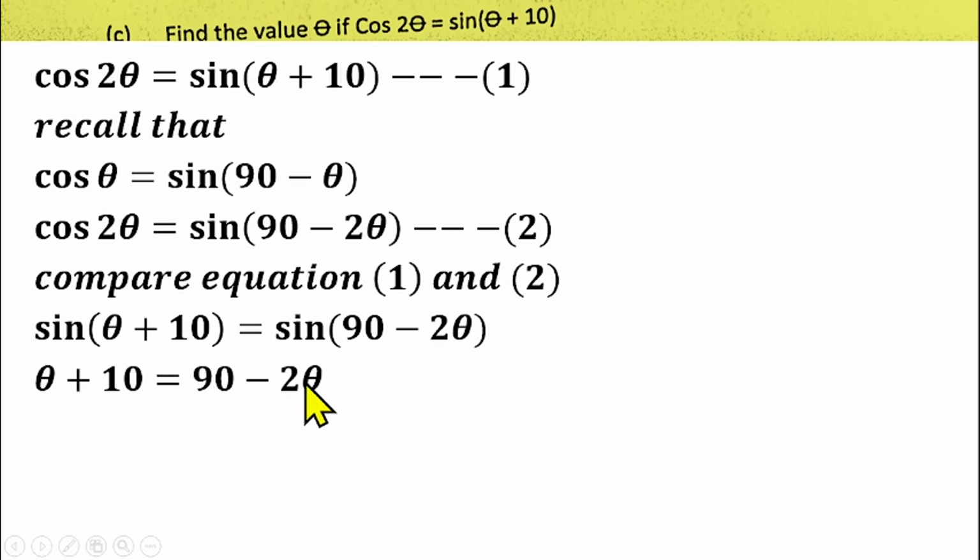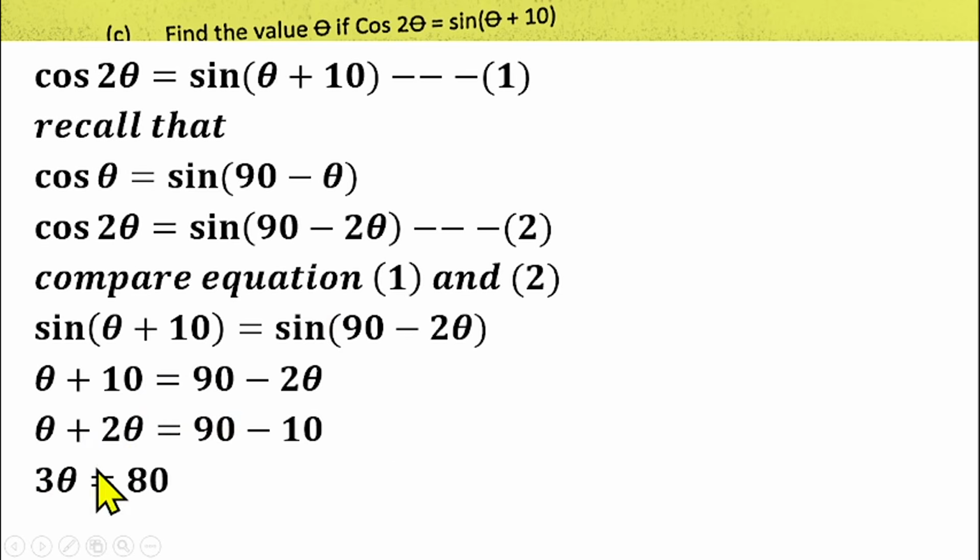From there I can collect like terms. I'll bring 2 theta over from the right side. That becomes theta plus 2 theta equals 90 minus 10. That'll give us 3 theta equals 80. Then I can divide both sides by 3. So if I divide 80 by 3, I'll be having 26.7 degrees as my theta.